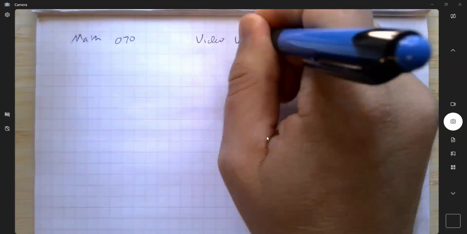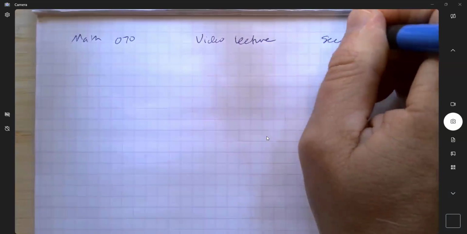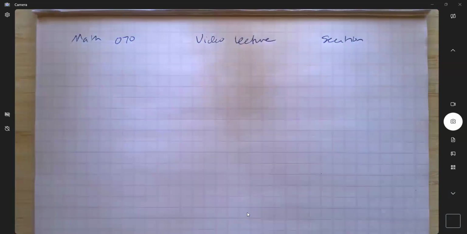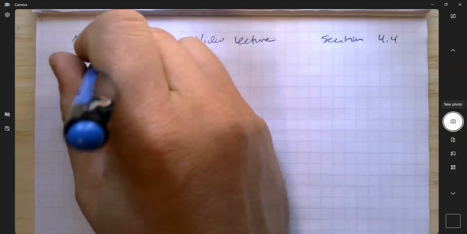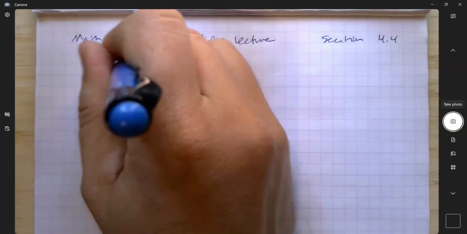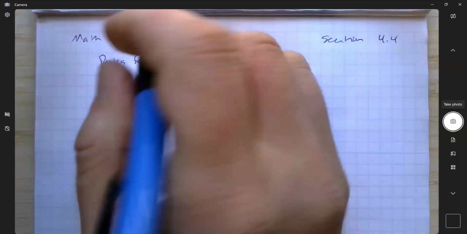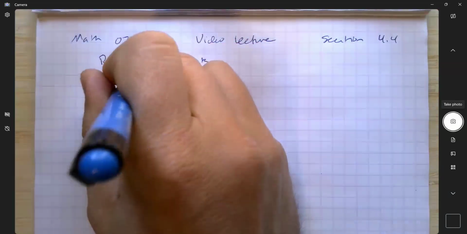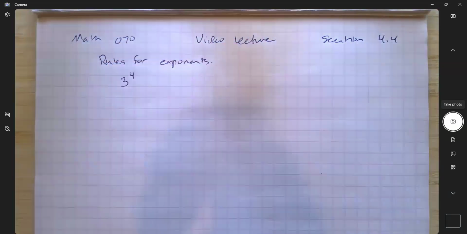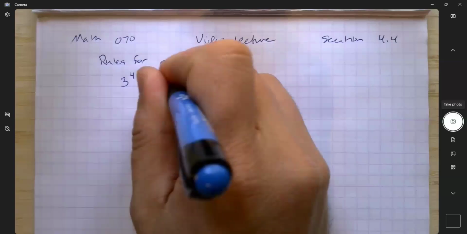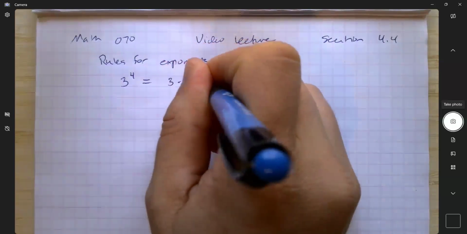This video lecture is on section 4.4, rules for exponents. Just as a brief reminder, an exponent is a compact way of writing repeated multiplication.